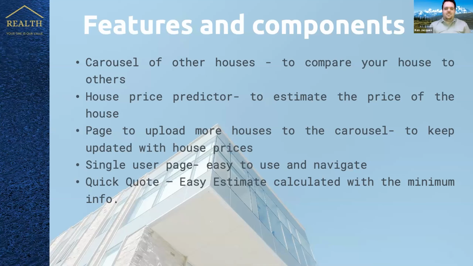So these are the features that we have on our website. We have a carousel that has a bunch of houses already in our database. These are just a set of houses to make it easier to compare your house with what's already on the market, just to give you a better idea. The main feature of our website is the house price predictor. It uses some set data points and a machine learning algorithm to give you a predicted price of your house.